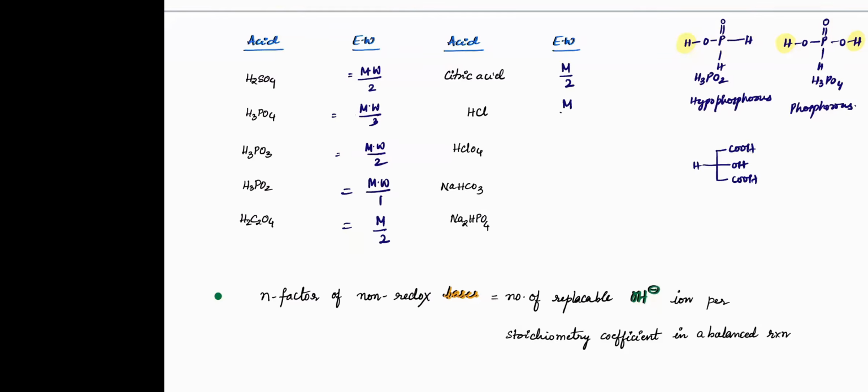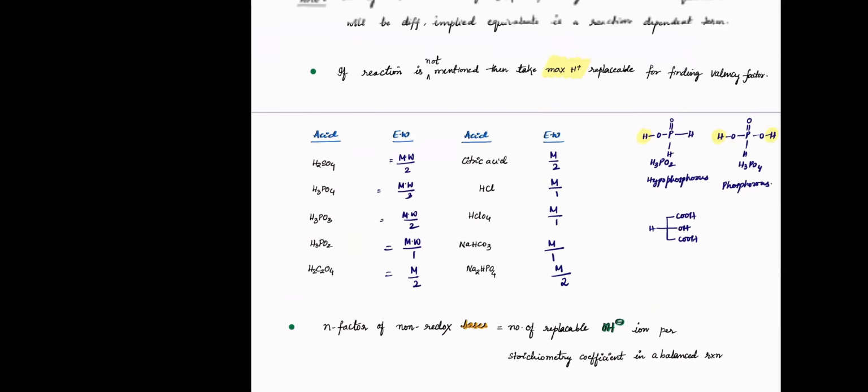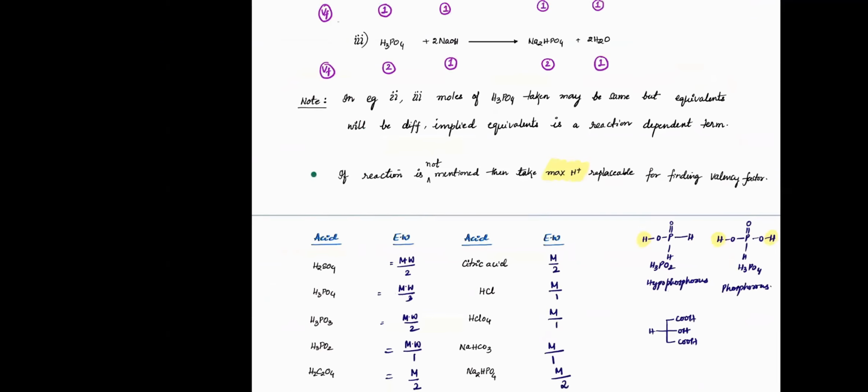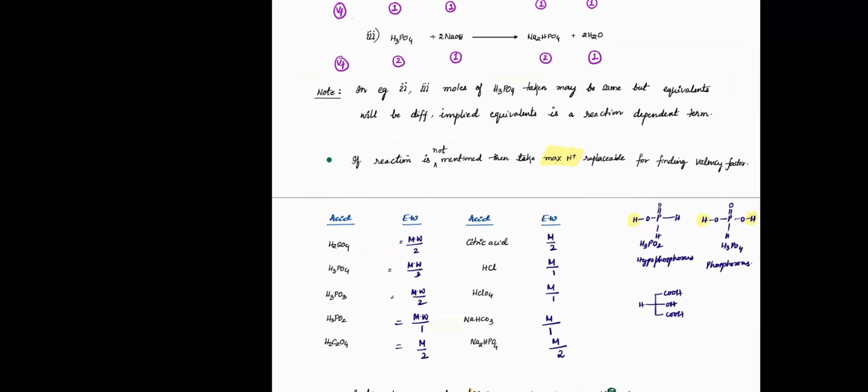HCl has one replaceable hydrogen, so M by 1. HClO4 also M by 1. As a salt also, in fact, it has one more hydrogen which can be released. So both ways it is going to be M by 1. And next, there are two of them lost, so M by 2. Then please make sure everybody is clear with this term. I'll give you a minute's time. Go through everything once.